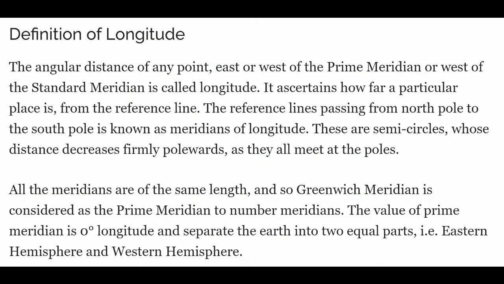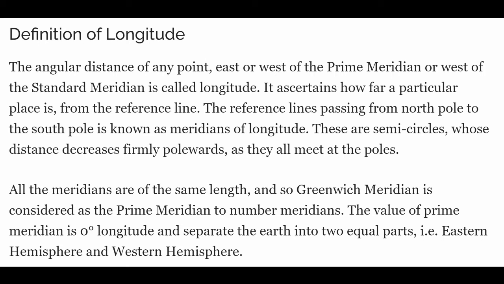With longitude, we'll actually look at the definition: the angular distance of any point east or west of the prime meridian, or the standard meridian, is called longitude. It ascertains how far a particular place is from the reference line. The reference lines passing from North Pole to South Pole are known as meridians of longitude. These are semicircles whose distance decreases steadily polewards as they all meet at the poles.